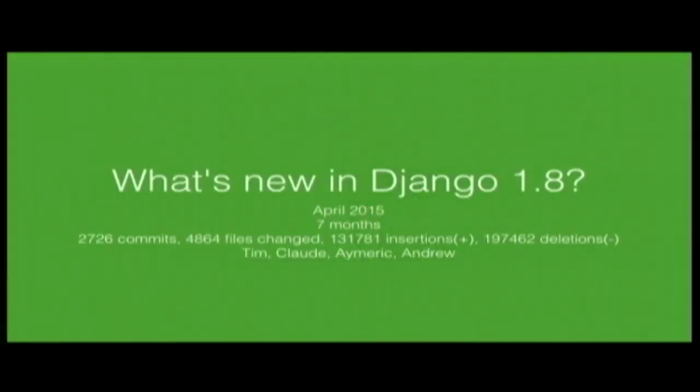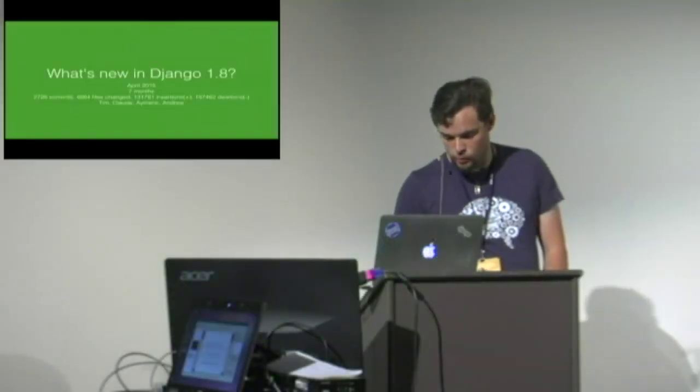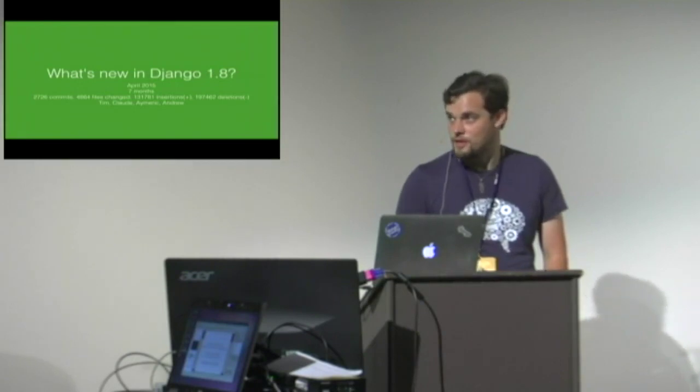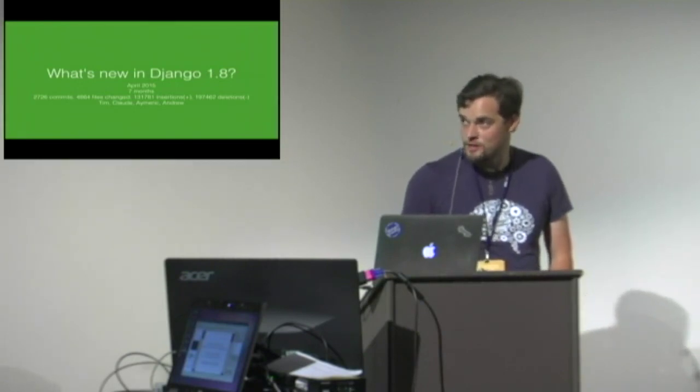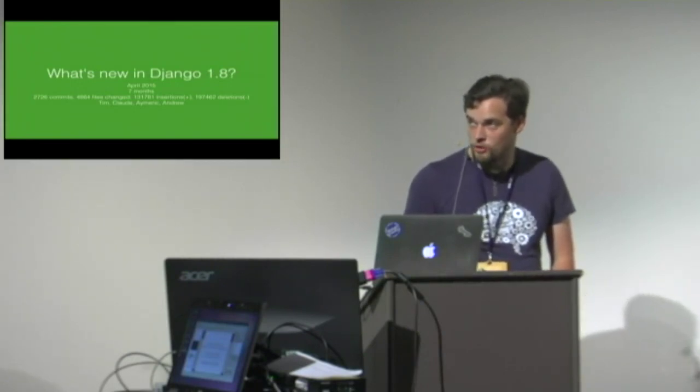Django 1.8 came out in April 2015, on the 1st of April 2015, and is notable for two reasons. One, because it's the second version with a negative diff stat, and two, because it is the only version of Django ever to be released on time.